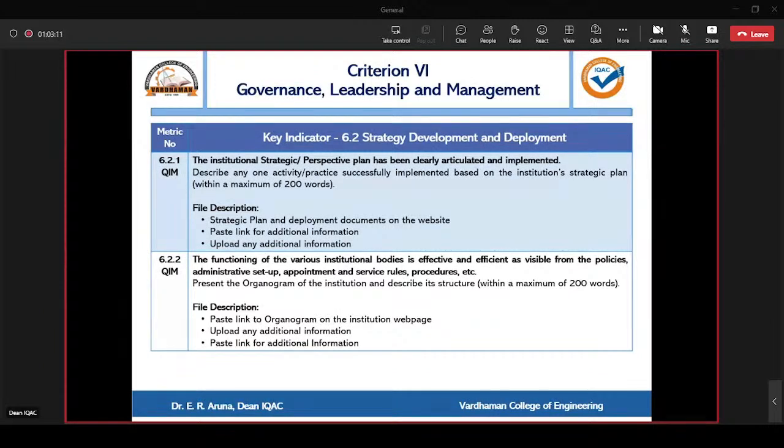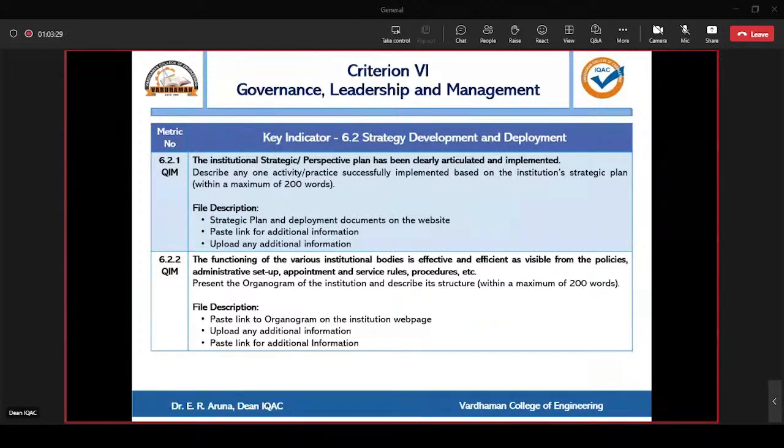Under the governing body, we have a principal, and under the principal, we have the deans, HODs, and other functioning bodies we have to mention. So that clear organogram we have to keep on the website. As per the organogram, the people have to work.